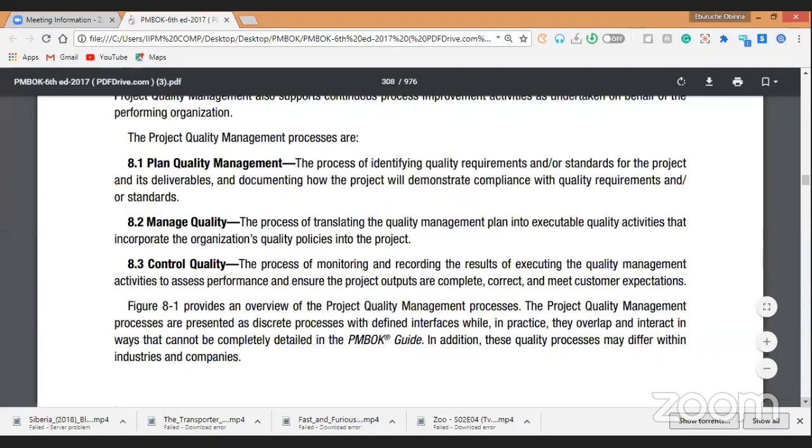Then we have control quality, which is the process of monitoring and recording the results of executing the quality management activities to assess performance and ensure that the project outputs are complete, correct, and meet customers' expectations. So whenever we talk about controlling quality, it is to ensure that whatever was established in the quality management plan as the objective of quality in the project is achieved at the end of the project. And it's important to note that where there are quality deviations, the stakeholder is bound to reject the project.